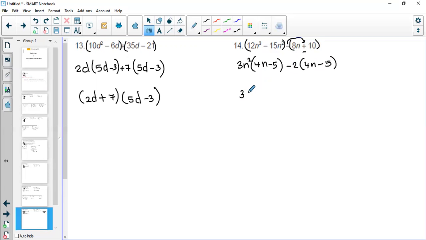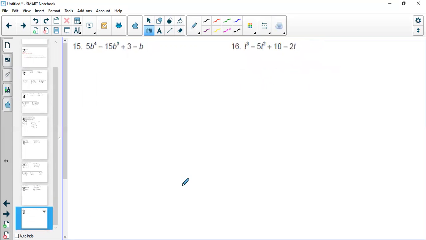So the factorization for this is going to be 3n squared minus 2, 4n minus 5. Let's move on to the next question. Again, it's the same. Factorize, group them first and then factorize them.